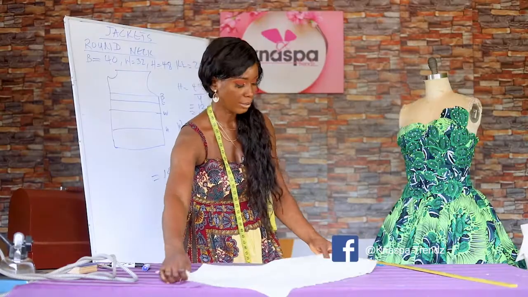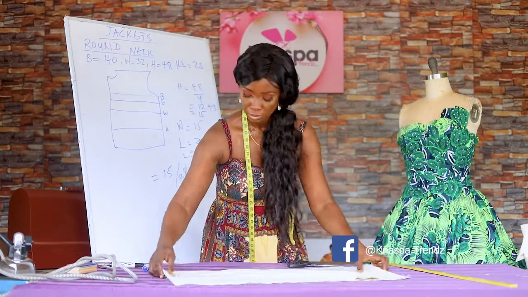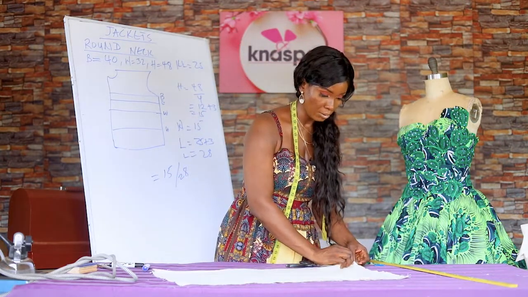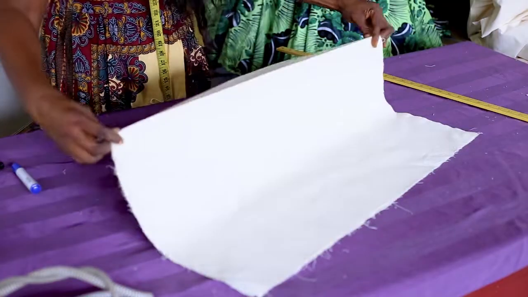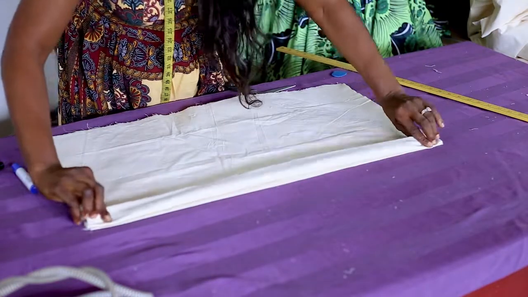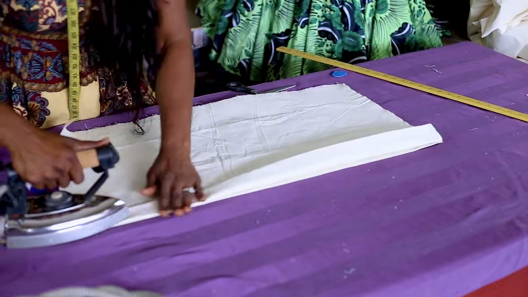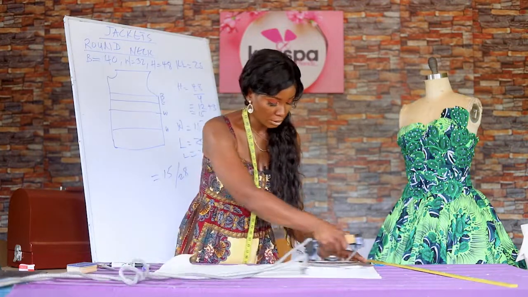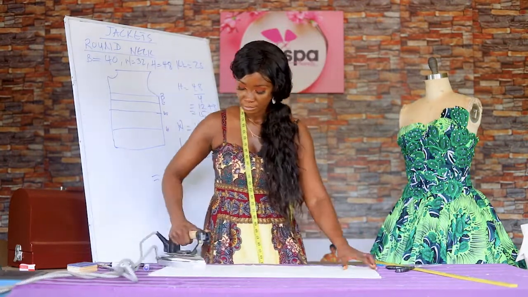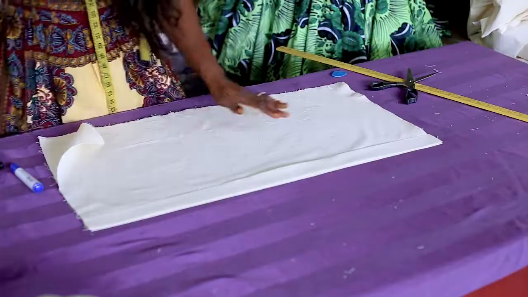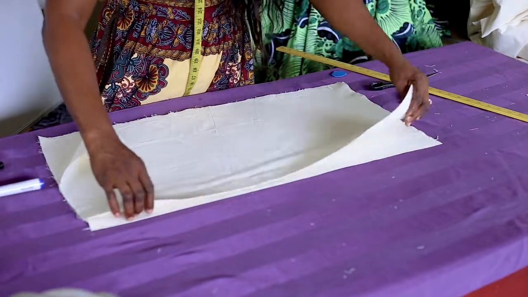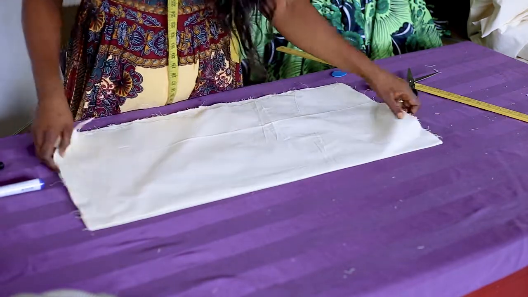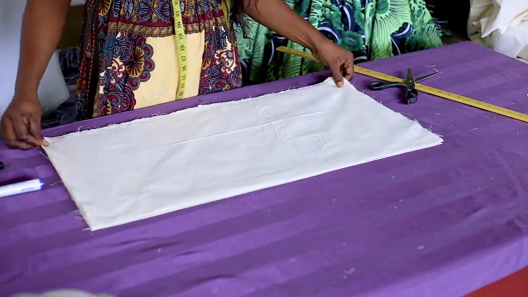So when you want to mark your neck, you always have to hide your allowance. You can pin it this way, then you can use the iron to press it, so that it doesn't confuse you when you are marking your measurement, your neck. So I'm going to mark the neck with the front and the back. So I'm hiding the zip allowance so that it doesn't confuse me.